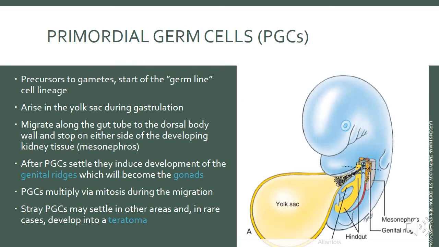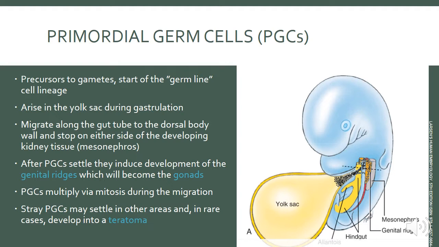Okay, so for both eggs and sperm, men and women, the precursors to the gametes are the primordial germ cells. These are going to be the start of the germ line, okay, and they arise in the yolk sac, which is a support structure that sort of comes off of the early fetal belly. They arise in the yolk sac during gastrulation, which we will cover in later lectures.